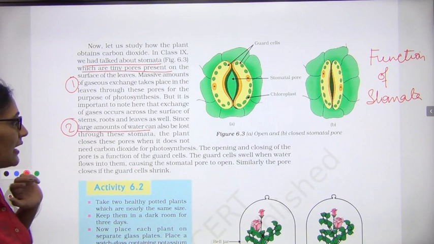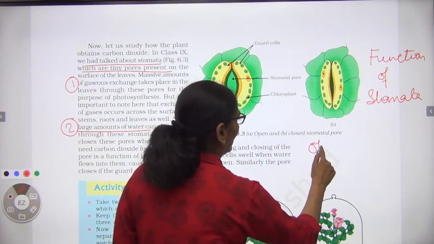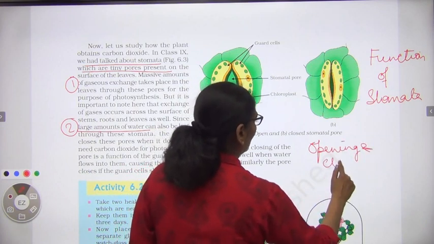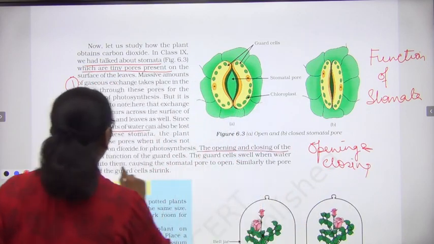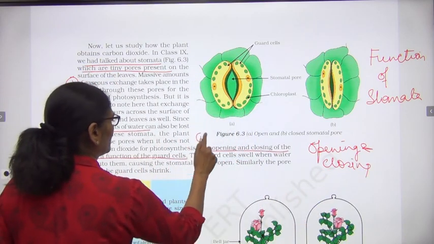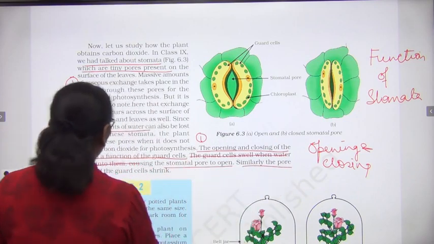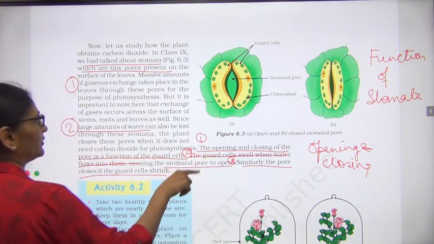How does the stomata open and close? That is the next question. Write a note on opening and closing of stomata. This is a very important question. See here, the opening of the stomata and the closing is a function of guard cell. First point, the guard cells swell when water flows into them, causing it to open. Similarly, it closes when it shrinks. So these are the 3 points you will write for this answer.